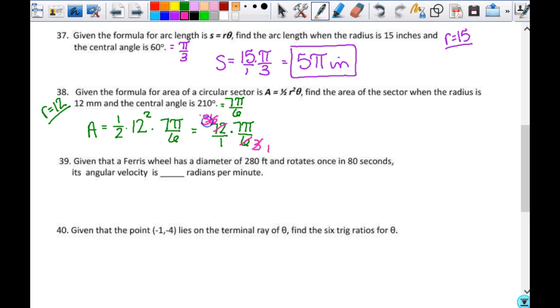And then 3 does go into 36. 3 goes into 3 once, goes into 36 12 times. My denominator is now 1, and then my numerator is just 12 times 7. And do it in pieces, right? 7 times 10 is 70. 7 times 2 is 14. Add those two together and you get 84 pi. And again, units, this would be millimeters squared because it's area.